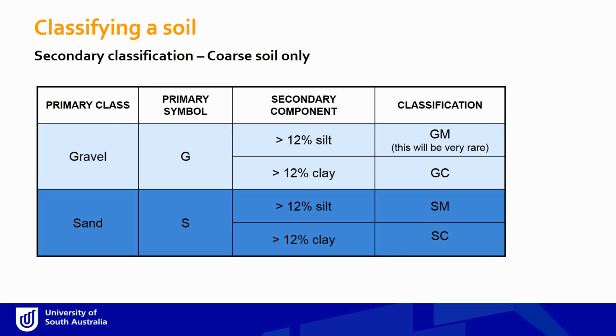If we have lots of fine particles in it, sometimes we use a secondary classification because these fine particles start dominating the behavior. So if we have more than 12%, we decided that will be a threshold value. If we have more than 12% silt, we call it GM. So in that case, the particle size distribution doesn't control the behavior as much as the fine particles and the plasticity related to it.